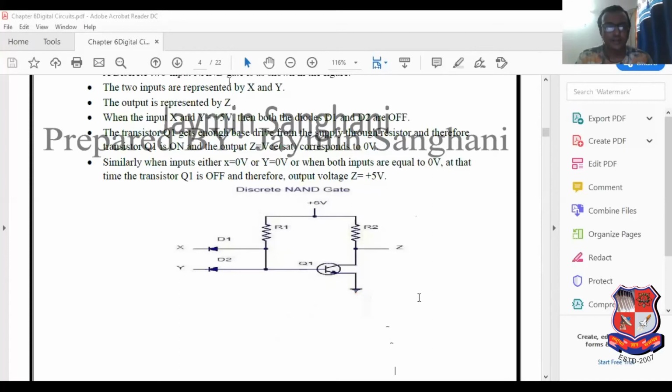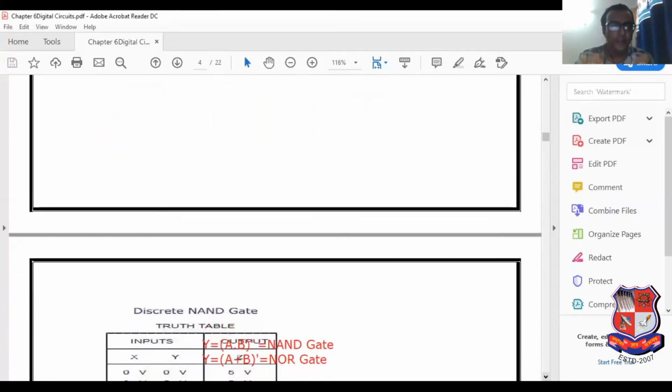What is the equation of the NAND gate? Y equals A dot B, complement. It is the equation of the NAND gate. Similarly, for the OR gate, I will discuss it in the next topic. Y equals A plus B complement. It is known as the NOR gate. This is the equation of NAND and NOR gate. Please try to understand this equation. This is the basic equation of NAND and NOR.